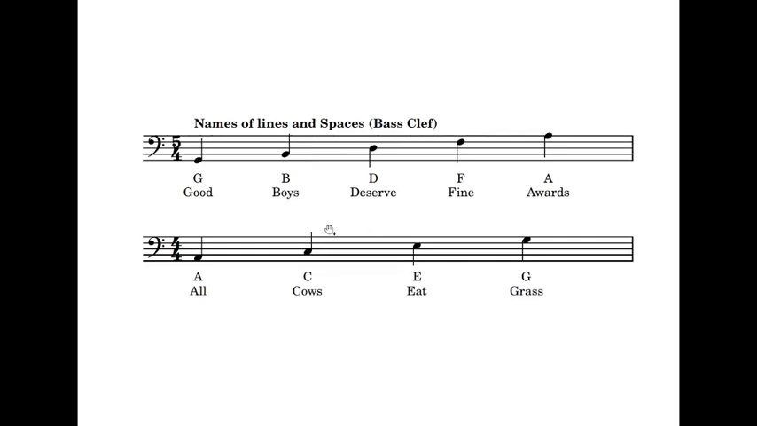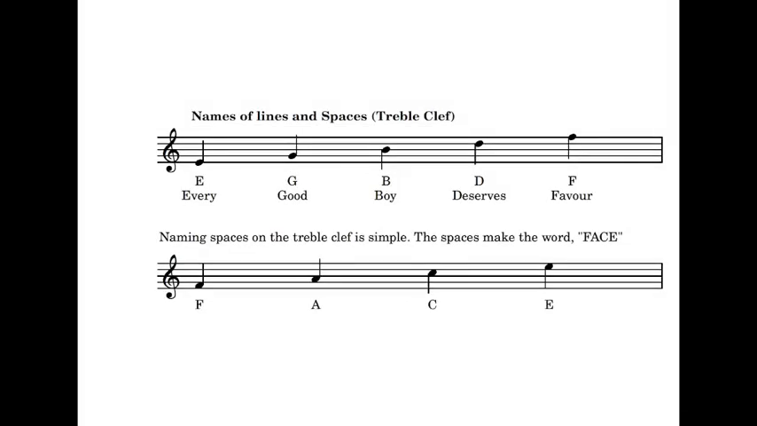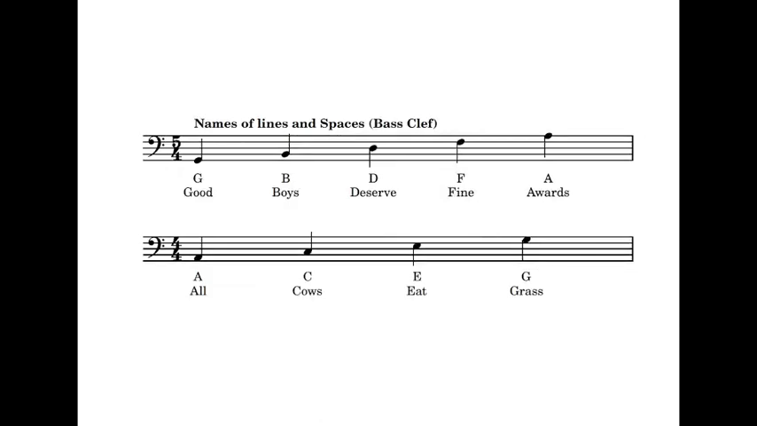So we have two formulas for naming lines on the bass clef. Good boys deserve fine awards. All cows eat grass. As of now, we have four formulas. The first formula is for naming lines on treble clef: every good boy deserves favor. And naming spaces on treble clef, the word face. Naming lines on the bass clef, good boys deserve fine awards. Naming spaces on the bass clef, all cows eat grass.